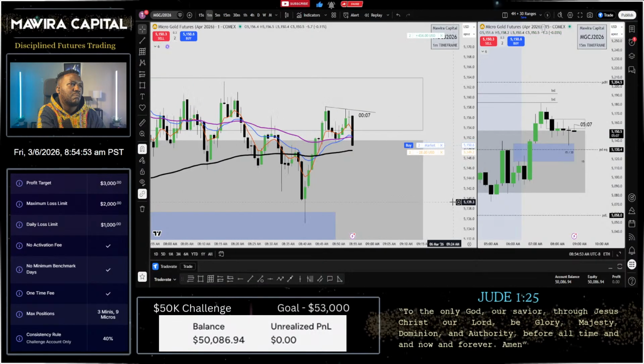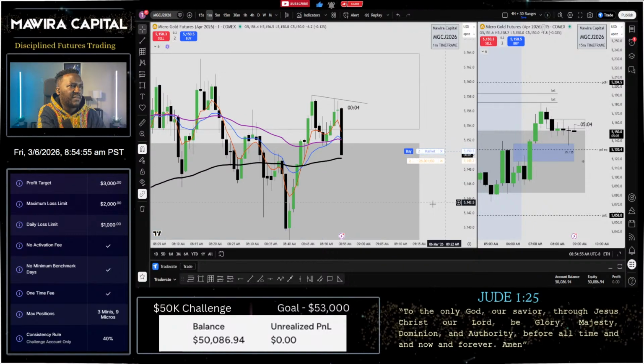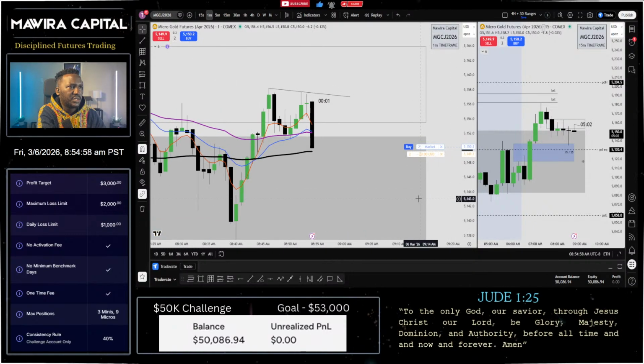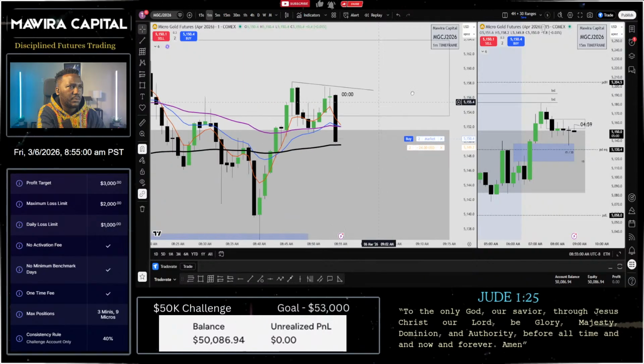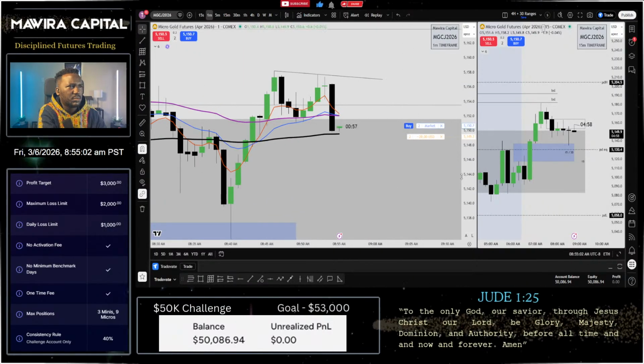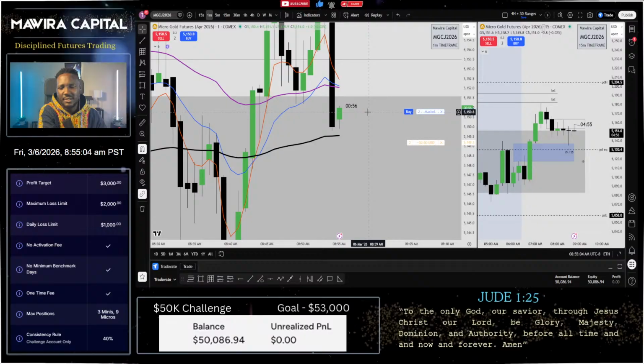All right, if that blue closes below the purple, I'm done. No more trades. No more searching. I'll give up.